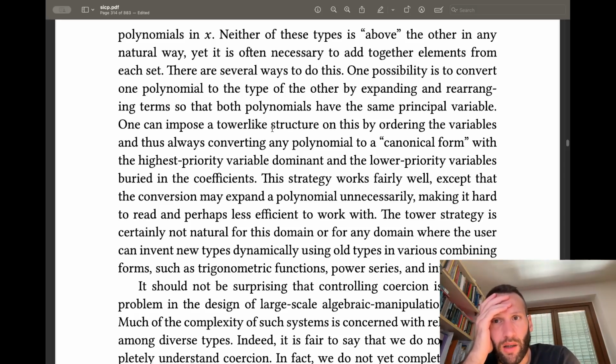There are several ways to do this. One possibility is to convert one polynomial to the type of the other by expanding and rearranging terms so that both polynomials have the same principal variable. One can impose a tower-like structure on these by ordering the variables and thus always converting any polynomial to a canonical form with the highest priority variable dominant and lower priority variables buried in the coefficients. This strategy works fairly well, except that the conversion may expand the polynomial unnecessarily, making it hard to read and perhaps less efficient to work with.